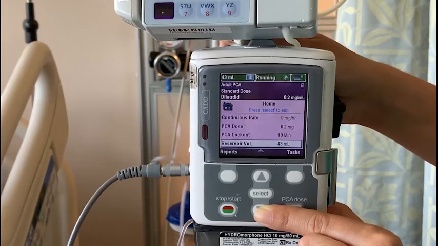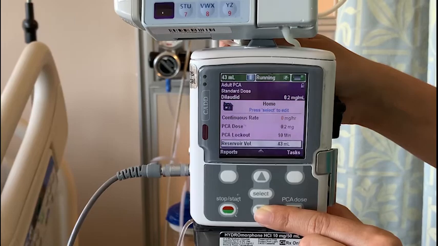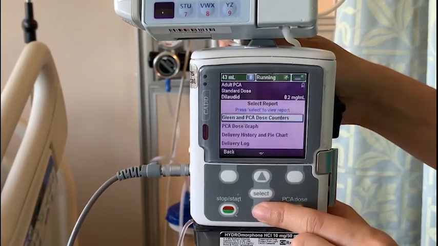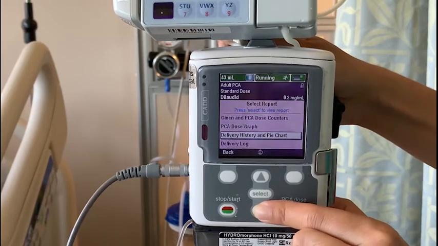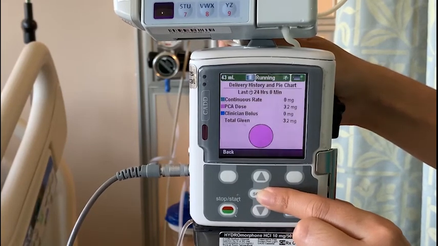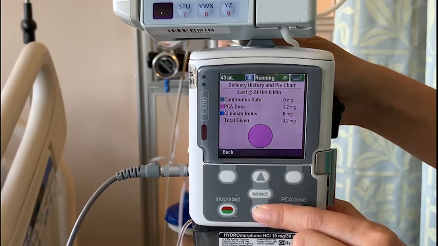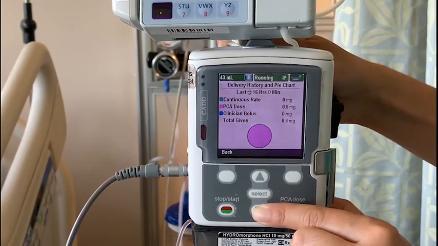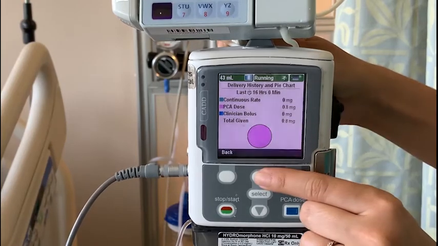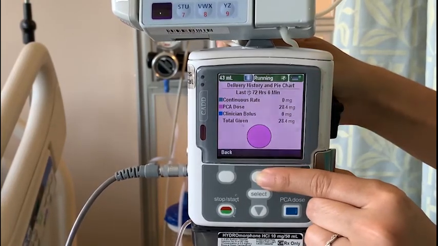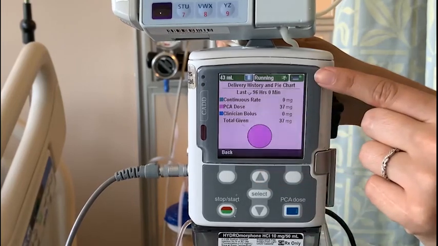Next, to see how much of the medication has been administered, click on the Reports button. Click on Delivery, History, and Pie Charts. This screen will show you how much medication has been delivered over the time frame noted on the screen. You are able to scroll and change the time frame. The time frame can be changed up to the past 96 hours.